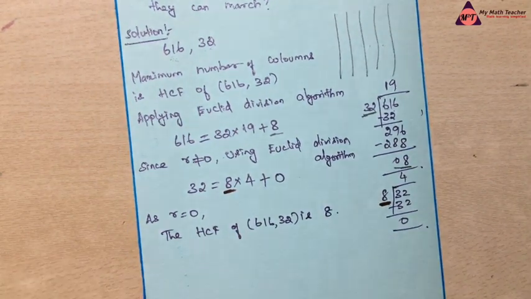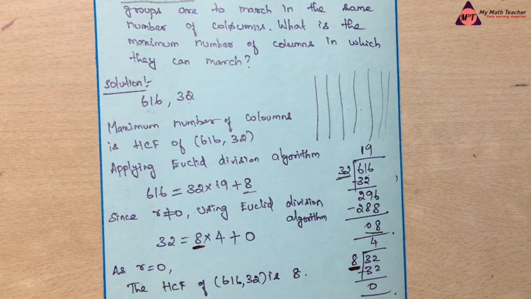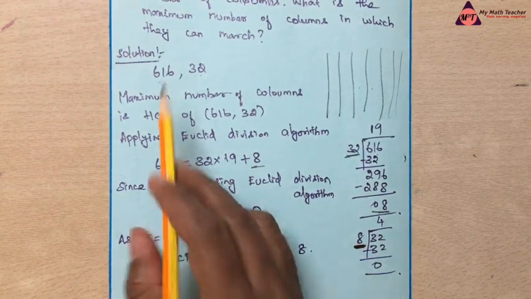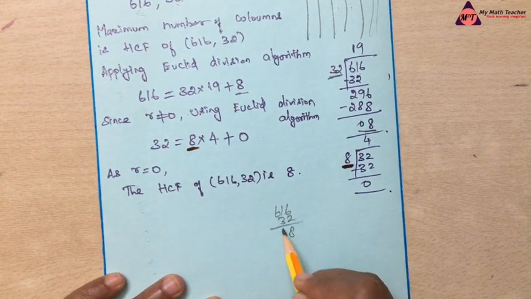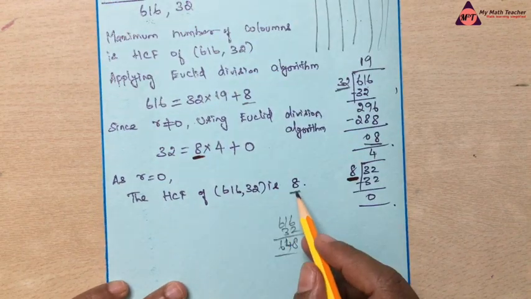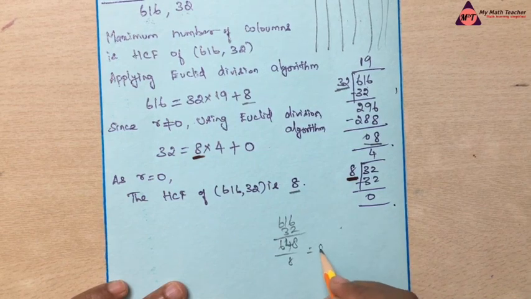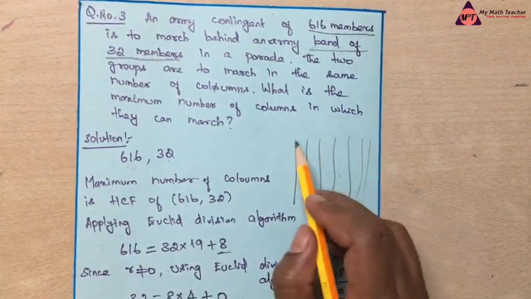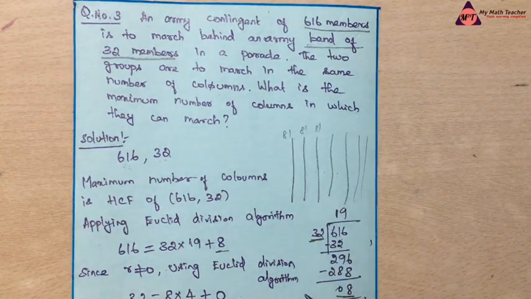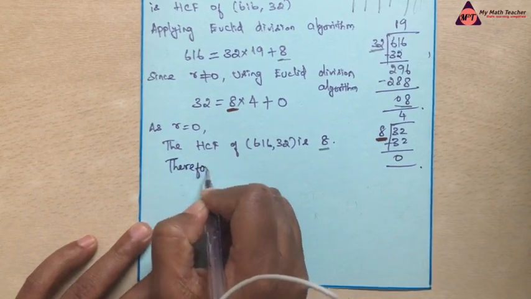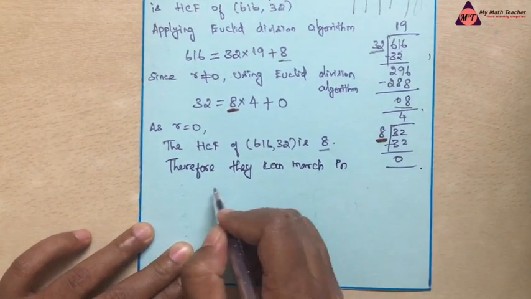Okay. Now how many columns? They'll make 8 columns like this. Okay. There is an added information in this question. Here you can see 616 plus 32 becomes 648, which means when we divide by this HCF, how much we get? 648 divided by 8 is simply 81, which means in 8 columns they will make, each column there will be 81 members equally forming the parade. Therefore they can march in 8 columns each.